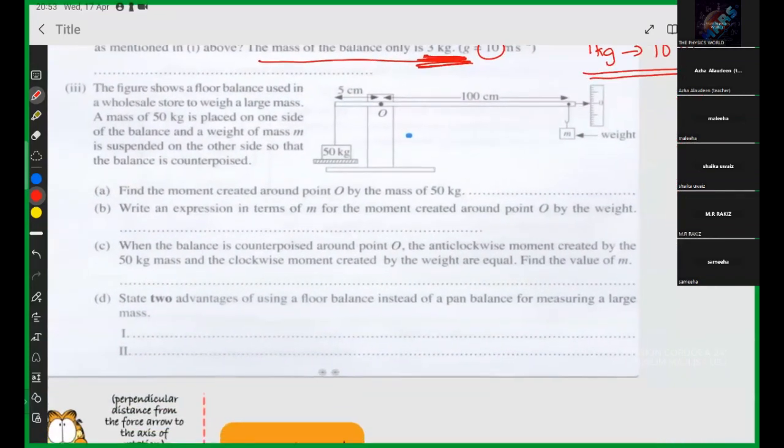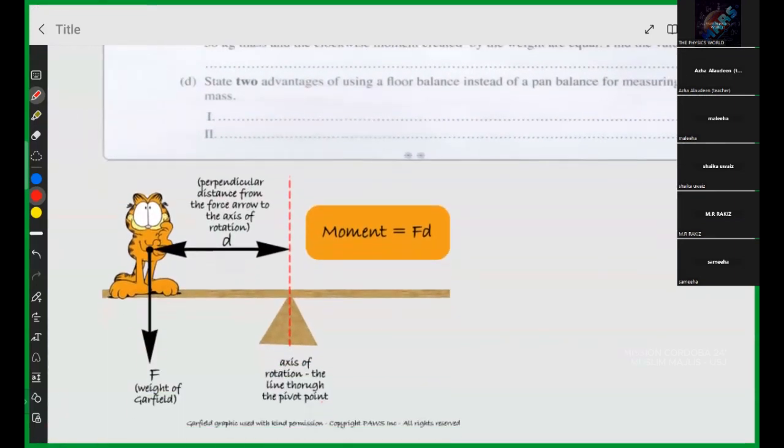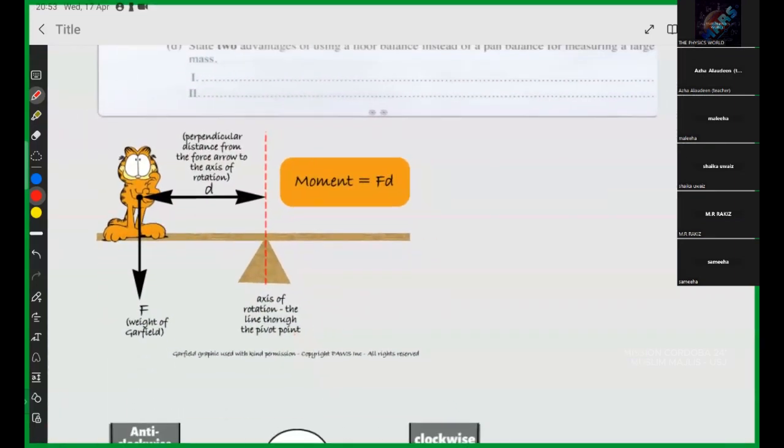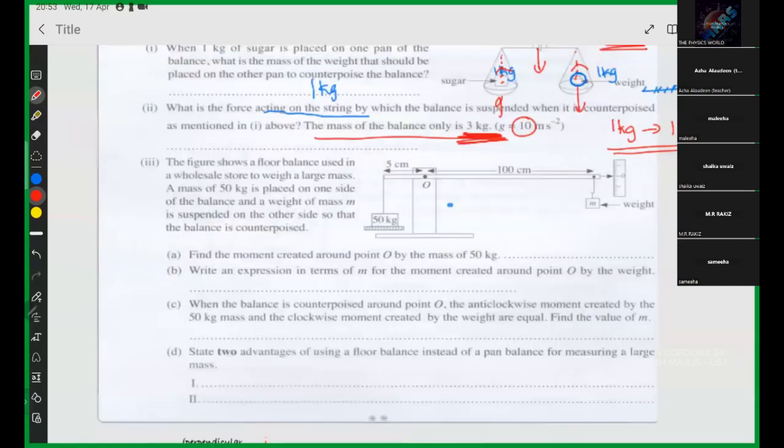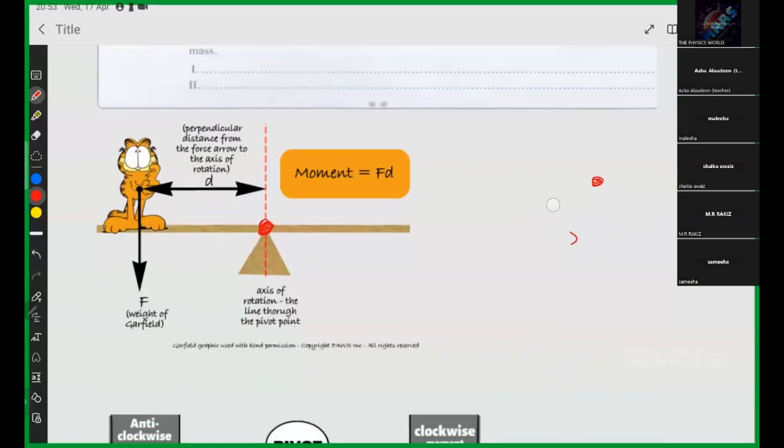Shall I move to the next part? So here, they're talking about moment. Moment means when something is rotating, a moment is created. Rotating around an axis, a pivot point must be there. Something is fixed and it's getting rotated. Then a moment is created.